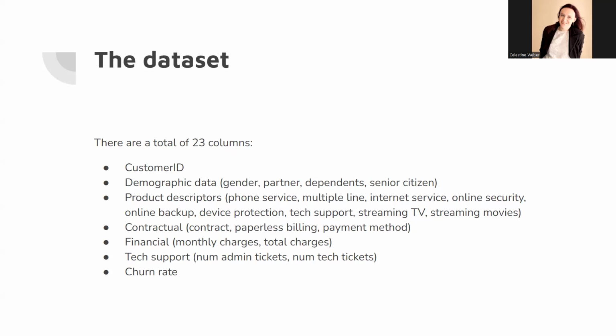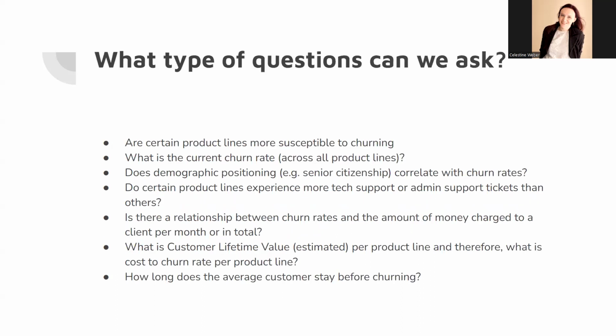And then the contractual type, of which there were 3 columns, being contract, paperless billing, and payment method. Finally, there was monthly charges as well as the total charges, which is basically the rolled up monthly charge. And then there was tech support, meaning the number of admin tickets versus the number of tech tickets. And then finally, there was a column called churn rate, where essentially it was categorical data and it said yes or no. Okay, cool. And that is how the data set was structured.